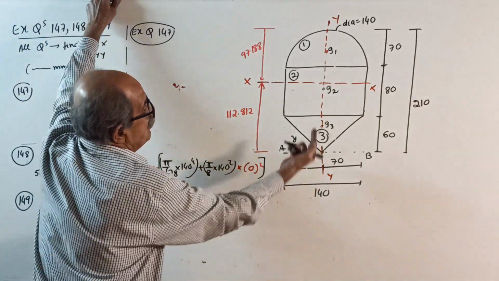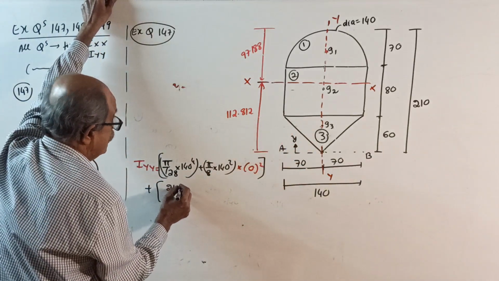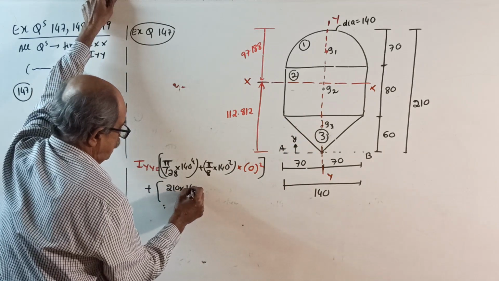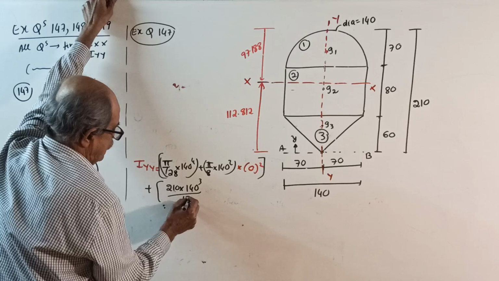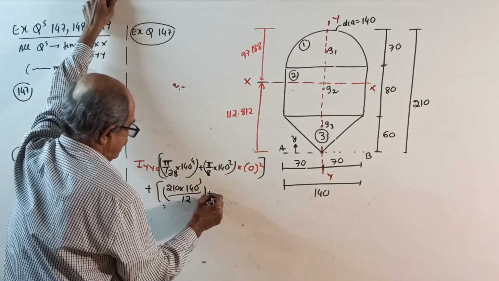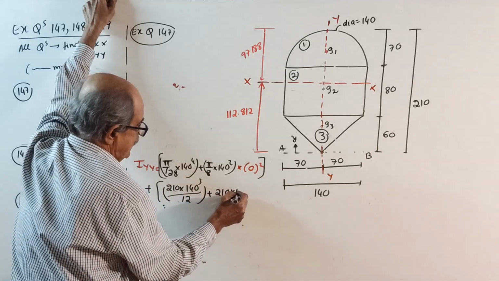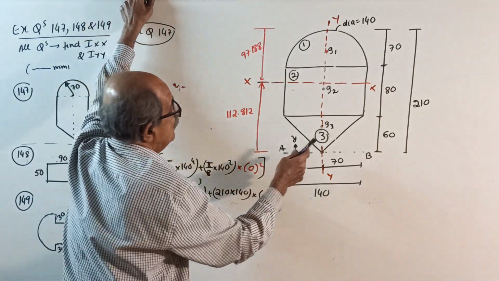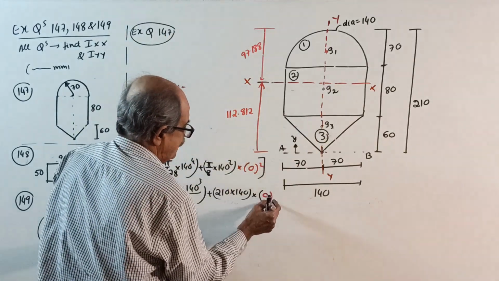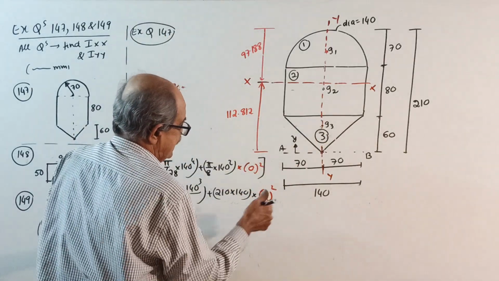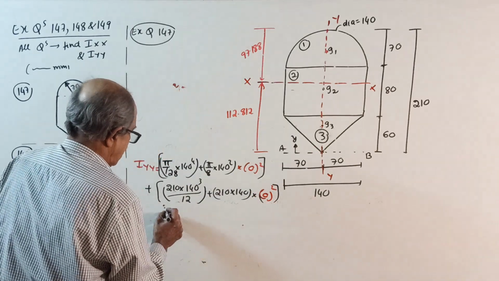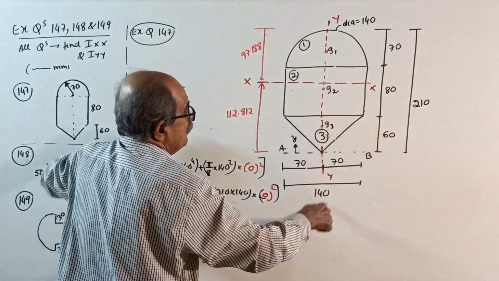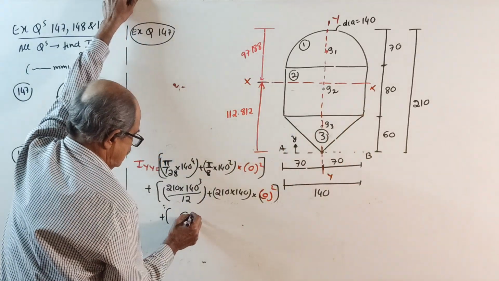Second one, I about y: 210 into 140 cube divided by 12 is Ig, plus 210 into 140 is the area, into 0 square. Why are you doing 0 square? Second also over. Plus lastly, I about its own y axis: 60 into 140 cube divided by, remember, 48.